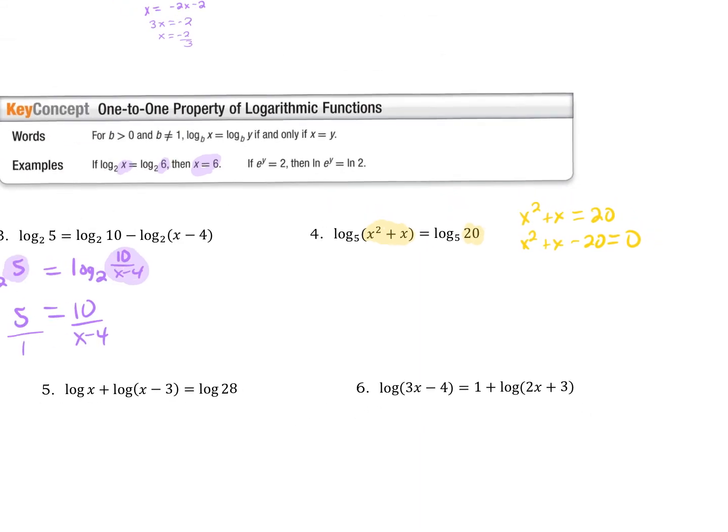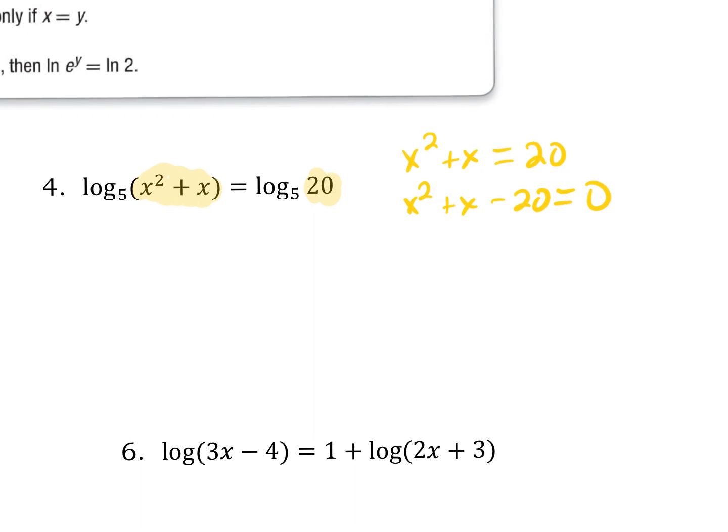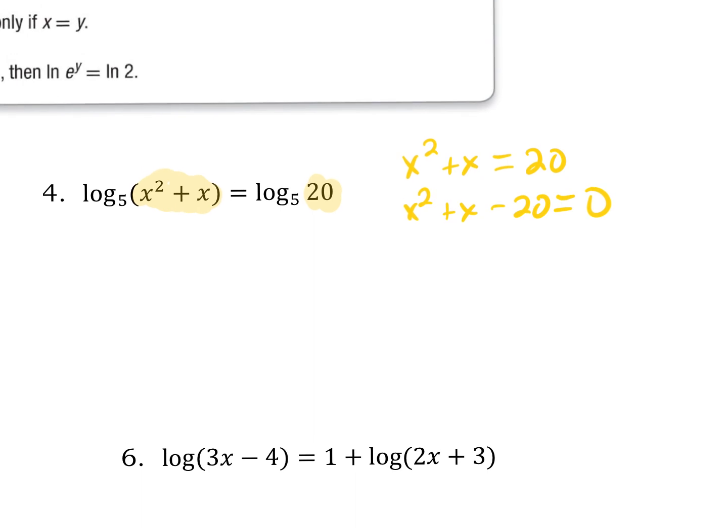All right, so we have this quadratic. We need to factor. How does this factor? Alex, Subin, how does this factor? Yep, -4, +5. So our x values, we get x equals 4, we get x equals -5.